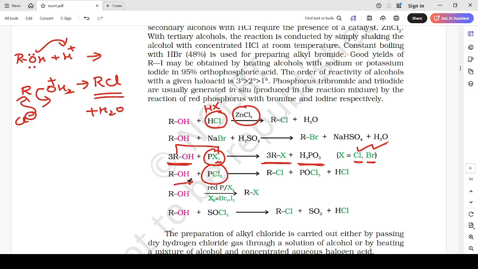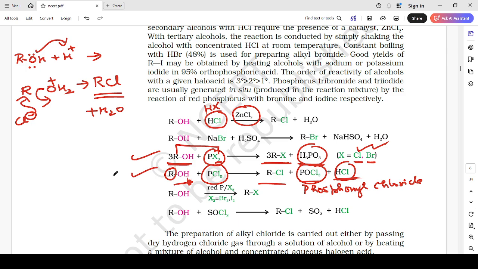Here we are very specific. It is PCl5, phosphorus pentachloride. In this case, what is happening? I get RCl, I get POCl3, phosphoryl chloride, plus HCl. You need to remember the side products of these reactions. When you use PX3, what is your product? If you use PCl5, what will be your product?